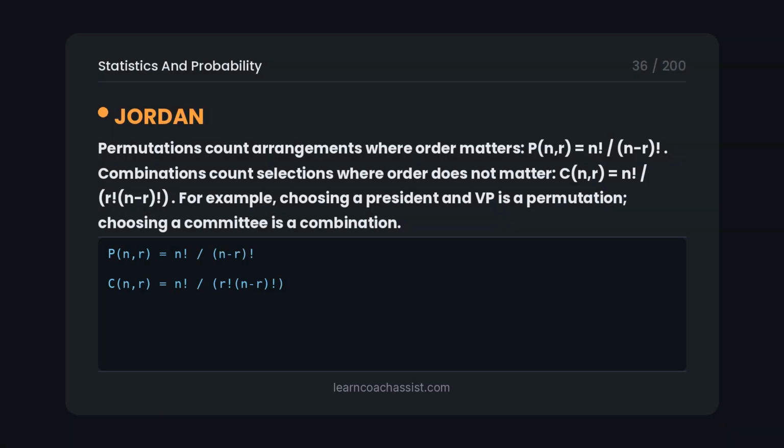Permutations count arrangements where order matters. P(n, r) equals n! / (n-r)!. Combinations count selections where order does not matter. C(n, r) equals n! / (r!(n-r)!). For example, choosing a president and VP is a permutation. Choosing a committee is a combination.